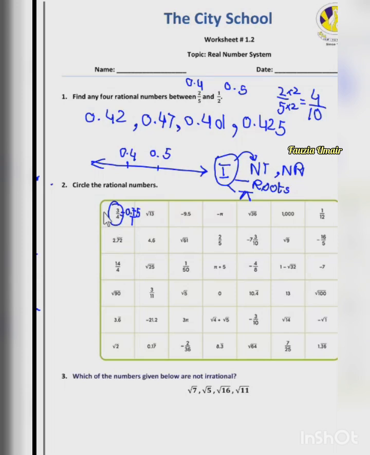Why is 3 by 4 rational? Because it's a terminating decimal. We know that the answer is 0.75. So when you solve this question in the notebook, I want you to write down the reason also, along with the identification. Why this is rational, why this is not rational.